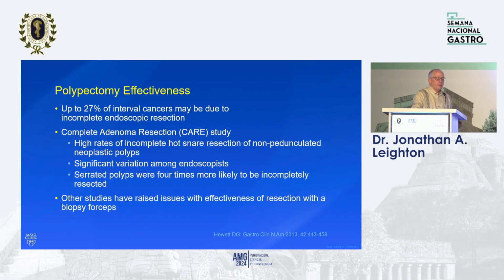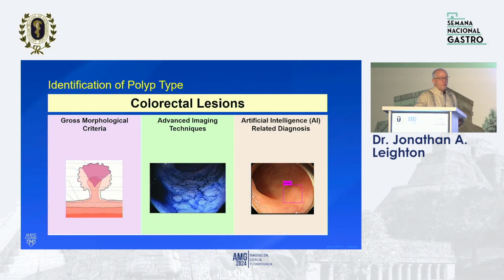So polypectomy effectiveness, it's interesting. Up to 27% of interval cancers may be due to incomplete endoscopic resection, as we heard earlier. And in the CARE study, there were high rates of incomplete hot snare resection. There was significant variation among endoscopists, and serrated polyps were 4 times more likely to be incompletely resected. And other studies have raised issues with effectiveness of resection with a biopsy forceps. And so for that reason, it is so important to be able to identify polyp types.